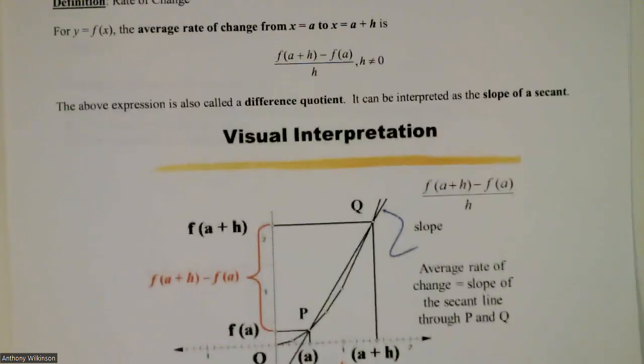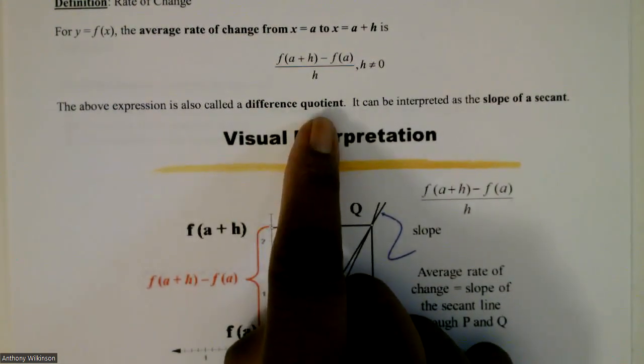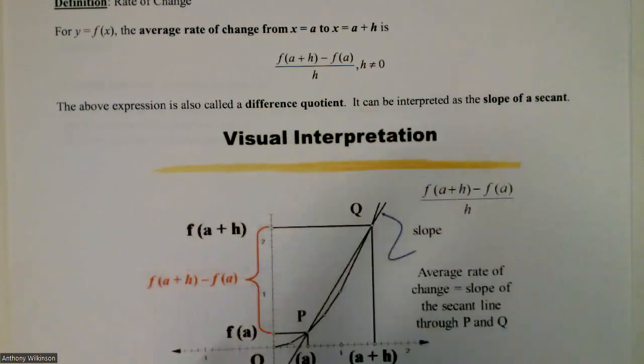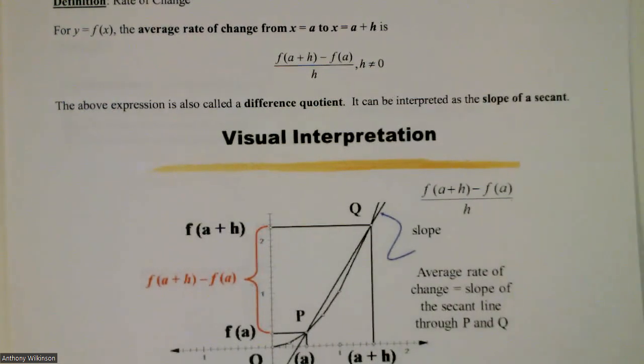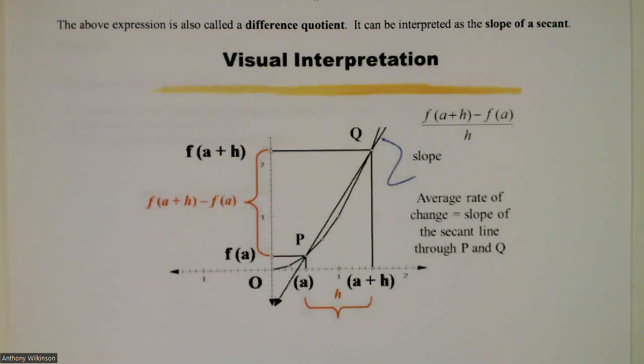Okay, now that expression I just talked about is what we call the difference quotient. And it can be interpreted as the slope of the secant line. Okay, so here's a visual interpretation of that. The secant line, by definition, is nothing more than a line that crosses the graph at two different places. Okay, that's what a secant line is.